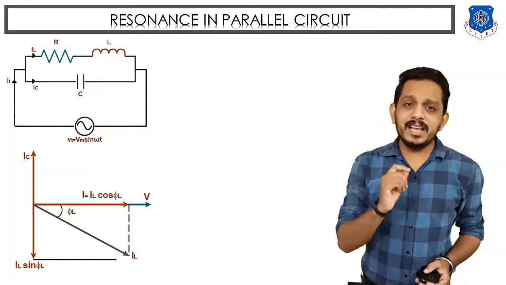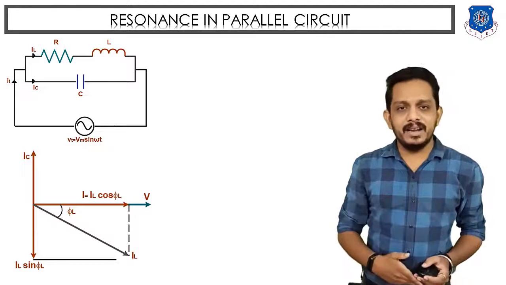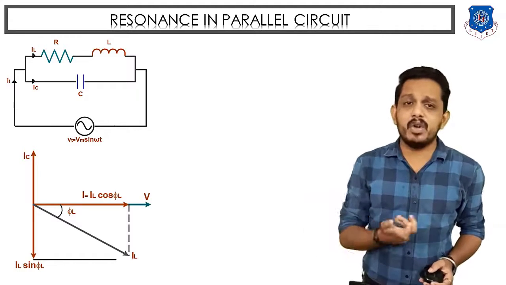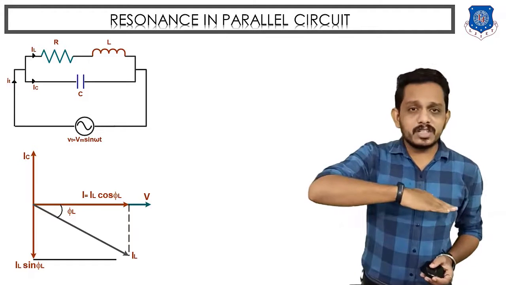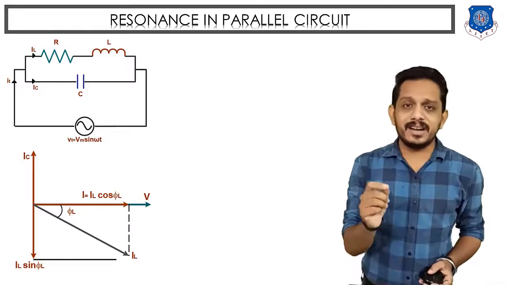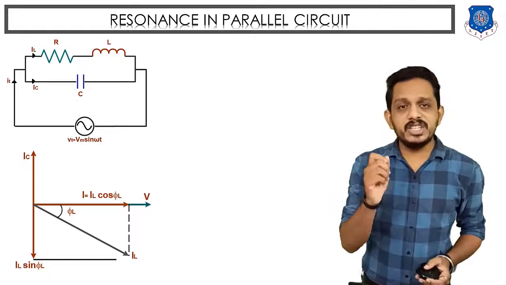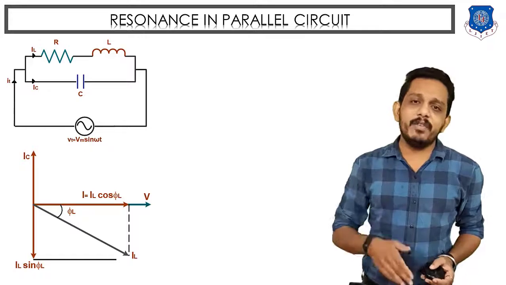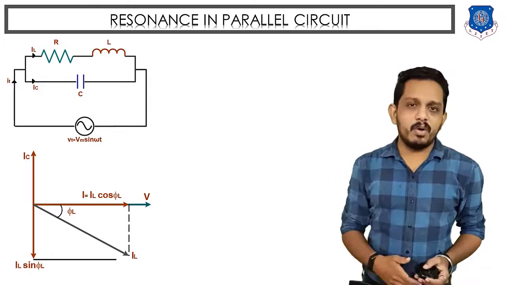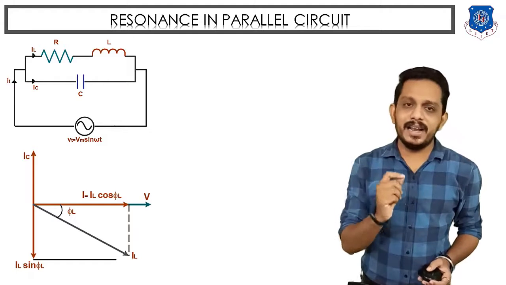Now this IL has two components. One is the cos component on the side where it makes the angle, and another is the sine component, 90 degrees from the cos component, because any vector can be resolved into two components. The cos component will be on the same side as the reference, and it is given by IL cos phi, and this current component IL cos phi is in phase with voltage. And another component, IL sin phi, is drawn 90 degrees from the cos component like this. So this component is IL sin phi. Now we will not talk about the current IL, but we will talk about the two components of that current, that is IL cos phi and IL sin phi.